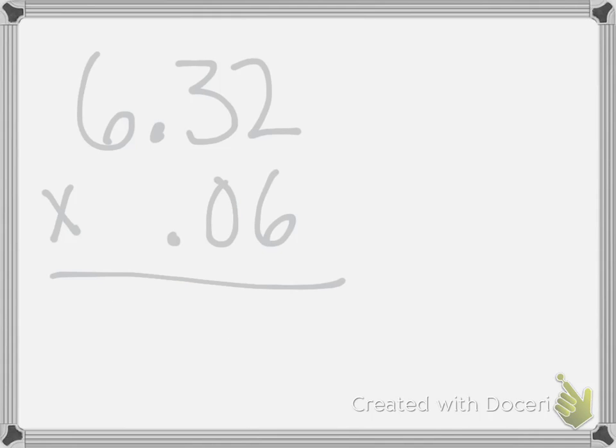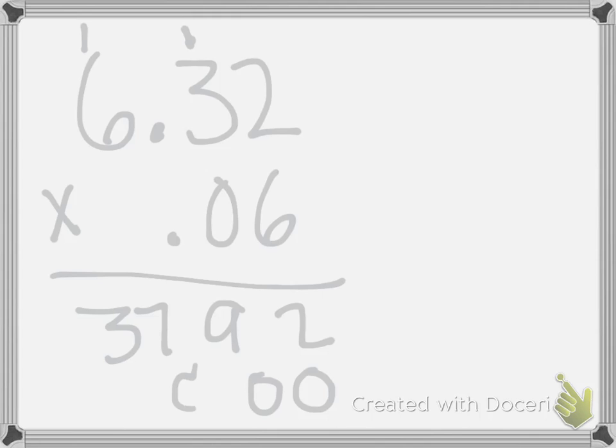For multiplying decimals, you just do the same thing with multiplying, but you add the decimals at the end. 6 times 2 is 12, adding the 1. 6 times 3 is 18, plus 1 is 19. 6 times 6 is 36, plus the 1 is 37. You have a 0 for your placeholder. 0 times 2 is 0. 0 times 3 is 0, and 0 times 6 is 0.